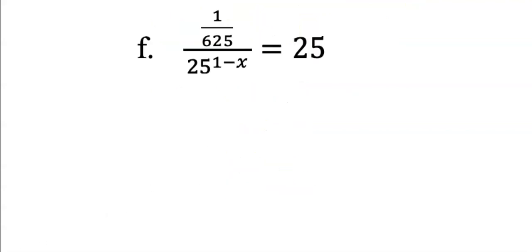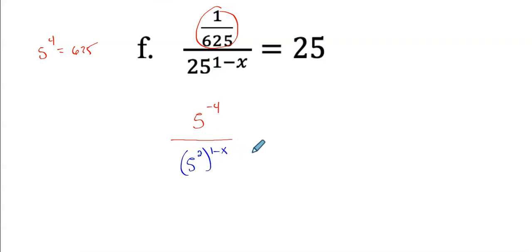Common base here, what do we use, 5 or 25? 25. How many people use 5? All right, I'm going to use 5, majority rules. All right, so 1 over 625. 5 to the 4th is 625. So I'm going to write this as 5 to the negative 4th, to reciprocate the fraction. Over 25 is going to be 5 squared, to the 1 minus x. That's fine. And then 25 is 5 squared. Either way, this answer will work out the same.